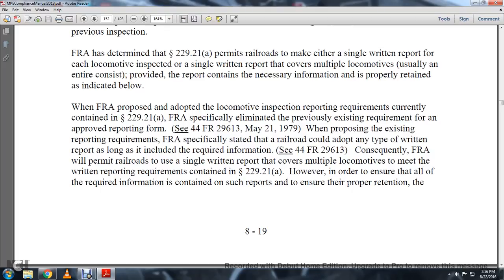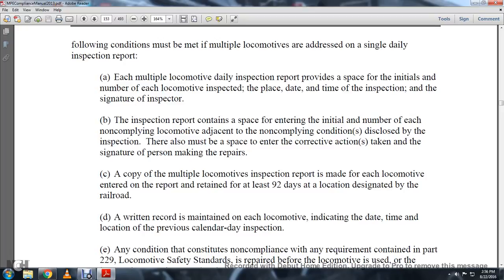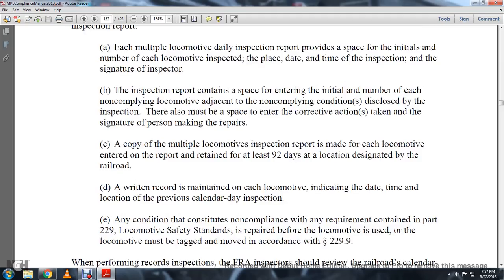However, in order to ensure that all required information is contained on such reports and to ensure proper retention, the following conditions must be met when multiple locomotives are addressed on a single daily inspection. A. Each multiple-locomotive daily inspection report provides a space with the initials and number of each locomotive inspected, the place, date and time of the inspection, and the signature of the inspector. B. The inspection report contains a space for entering the initial and number of any non-compliant locomotive adjacent to the non-compliant conditions disclosed by the inspection. There must also be a space to enter the corrective action taken with the signature of the person making the repairs.